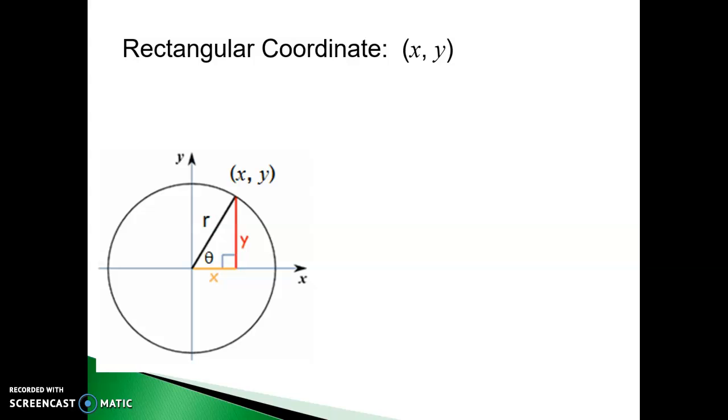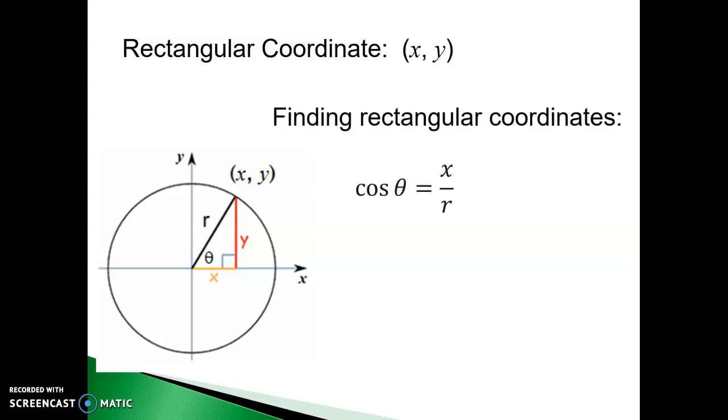point. And so what we want is a way to go from x and y to r and theta and the reverse. So for the rectangular coordinate x comma y, we're going to find it by saying that the cosine of theta is equal to x over r. Cosine is adjacent over hypotenuse, so that's where that comes from. So if we multiply both sides by r, that means that anytime I'm looking for x, I can just take r times the cosine of theta.